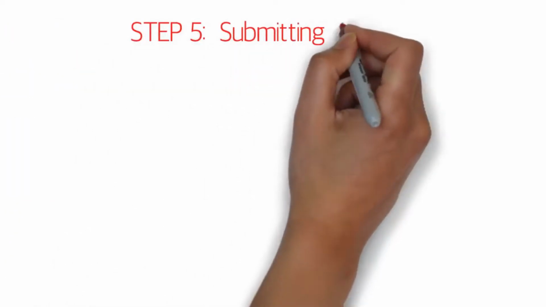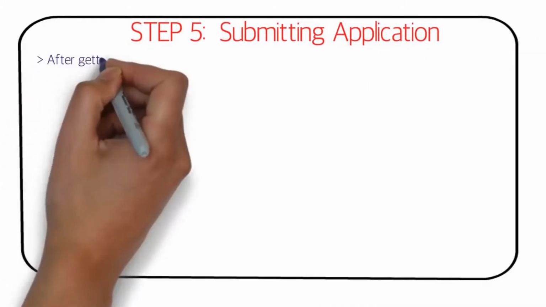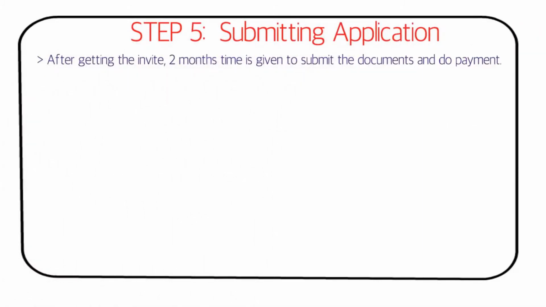Okay, step 5, submitting your application. After getting the invite, you are given 2 months time to submit the application, the documents, and do the payment. I suppose earlier it was 3 months because it was divided into two parts. You had to do the payment first, and then after that you were given around 1 month to submit the documents. But now you are given 2 months to submit the documents and do the payment at the same time.